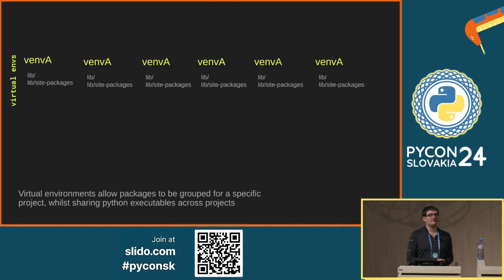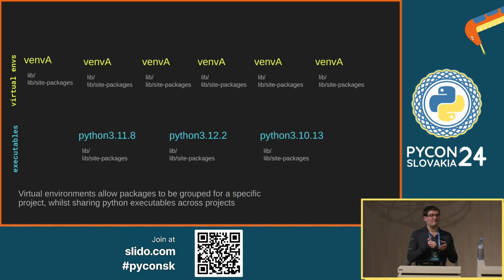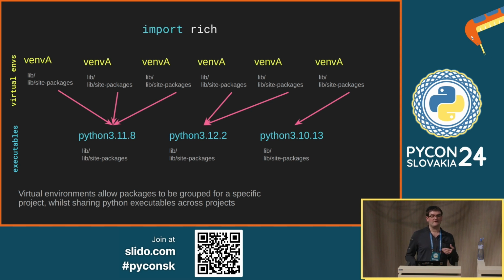So just to really hammer home how that works, we set up a bunch of virtual environments here. We might have several different versions of Python installed. A couple of them are using Python 3.11, a couple of them are using 3.12, and there's a legacy project on 3.10. So then if we were to import a package, say this rich package that we're using at the moment, it would initially start searching through the virtual environment, and then depending on which virtual environment it's in, it finds it in its site-packages.